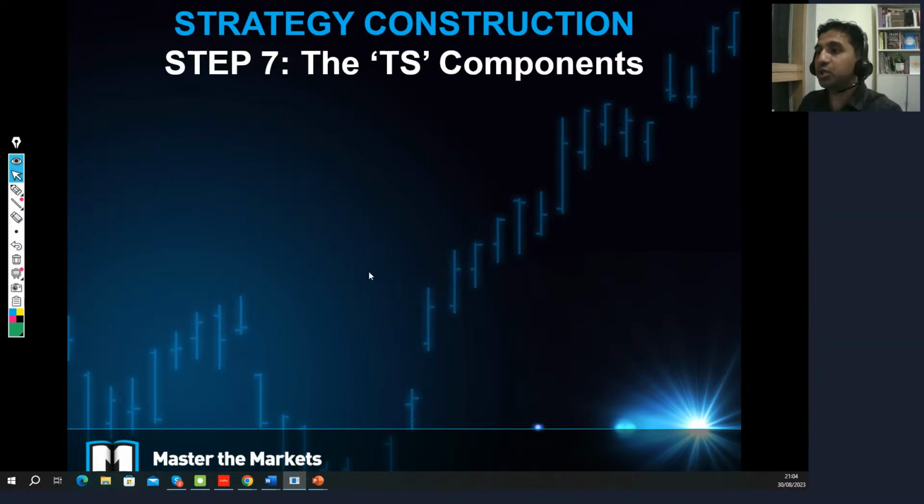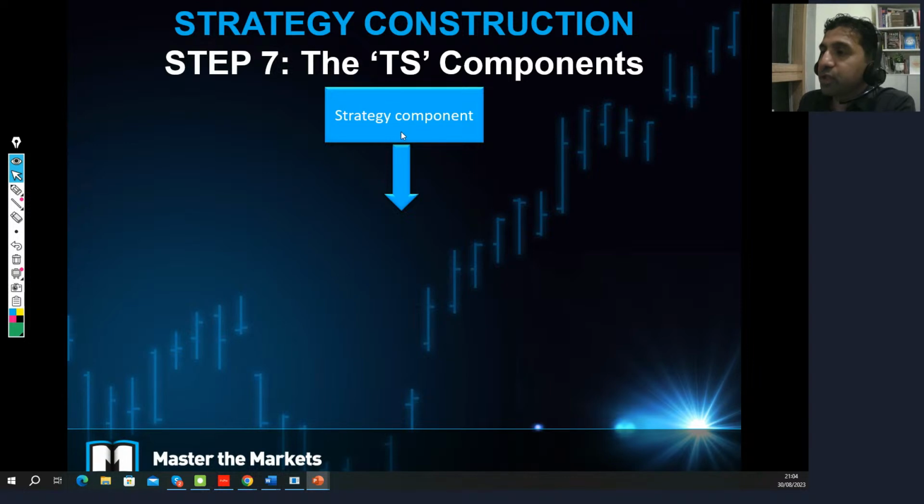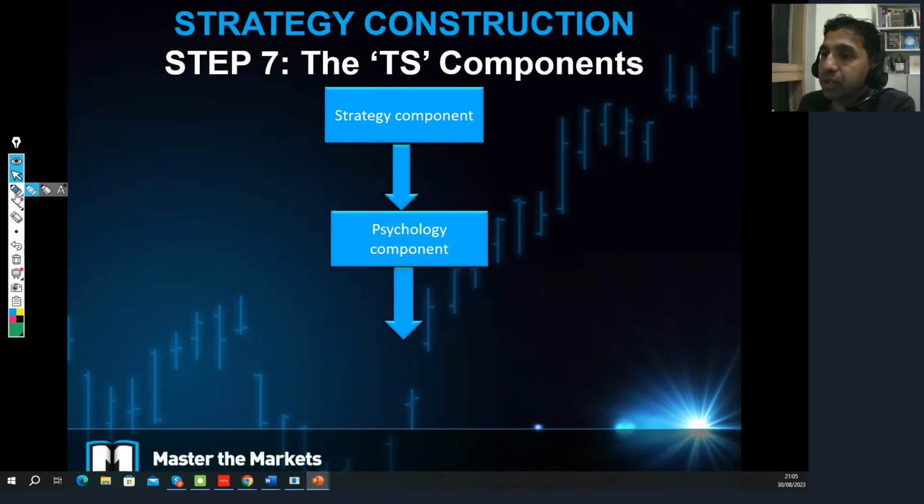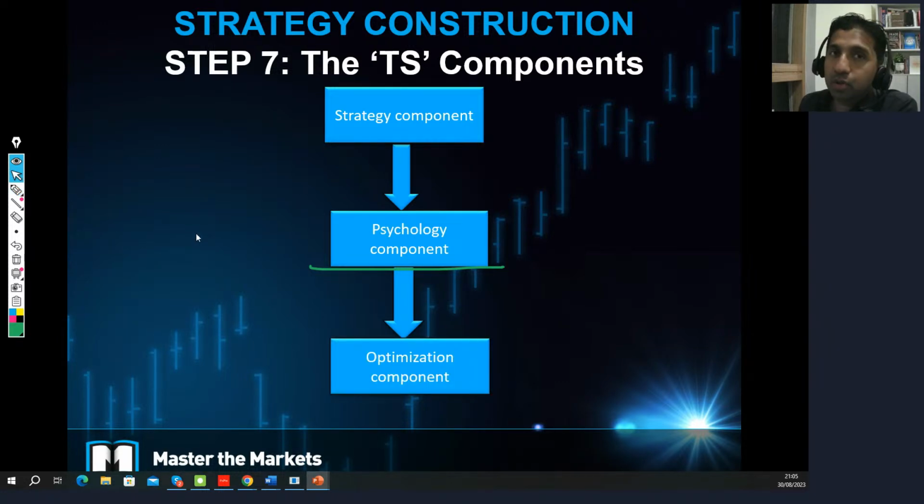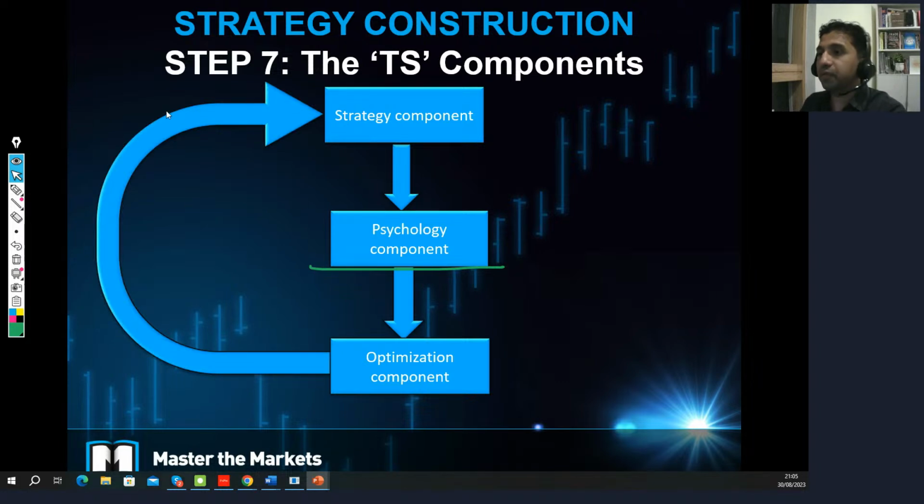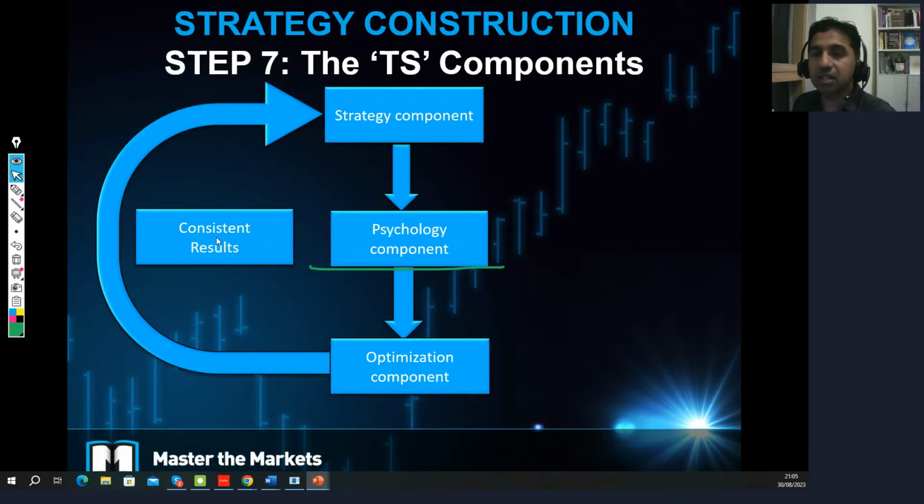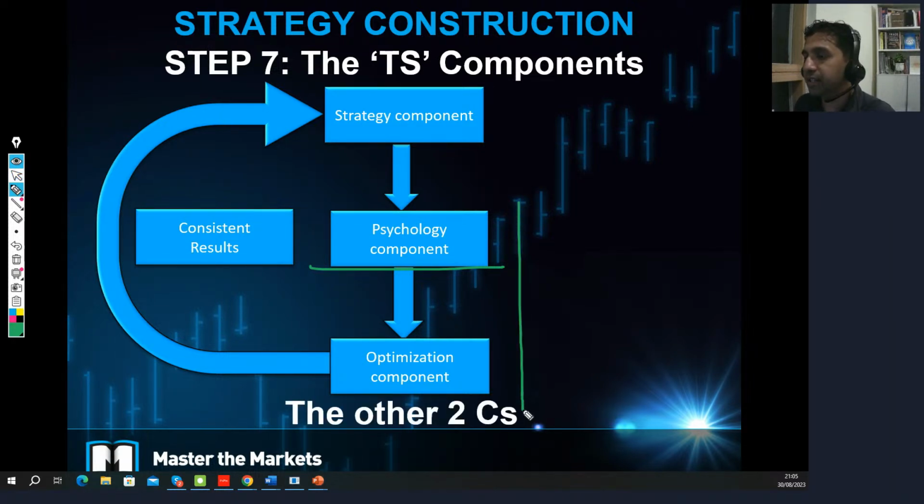Now, the other 2 components, traders, as you can see, the strategy component is the one out of the 3. Some of you are already typing it in. The second part of it is the psychology component, of the trading system, and then the final one is what we call the optimization component. Okay, and then it goes on a feedback loop, and this is what is used towards achieving consistent performance, or consistent results. This I would say is the other two components of the trading system.